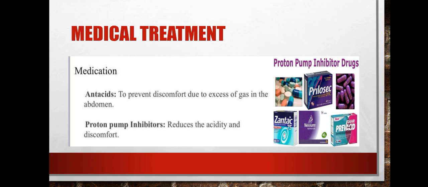Medical treatment: medications. In this type of treatment, medications are preferred. Antacid prevents discomfort due to excessive gas in the abdomen, because the hernia creates disturbance. Proton pump inhibitors reduce the acidity and discomfort. On the left side you can see the proton pump inhibitor omeprazole.